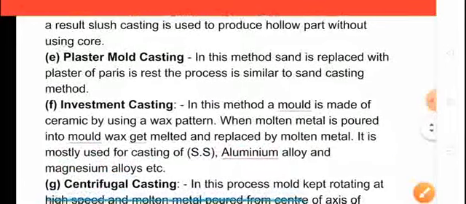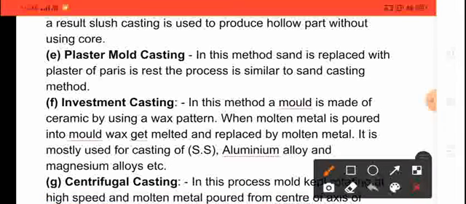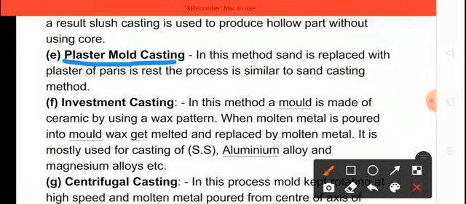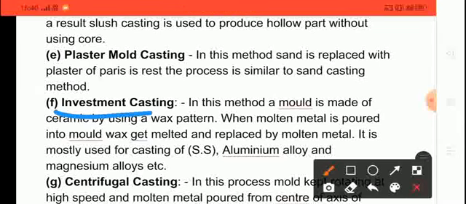Now let's see the plaster mold casting. In the plaster mold casting, instead of a sand mold, a mold made of plaster is used. In this method, sand is replaced with plaster of Paris. The rest of the process is similar to the sand casting method. Now let's see the sixth type. It is investment casting.